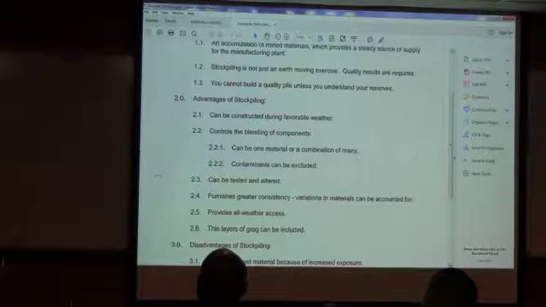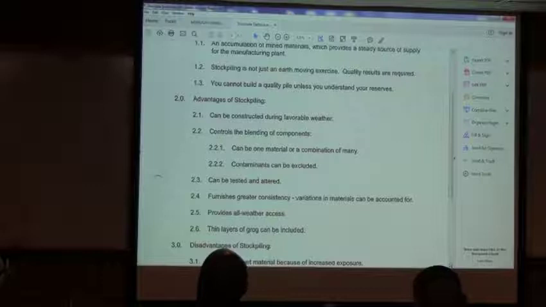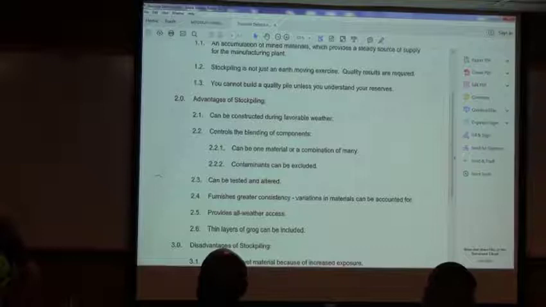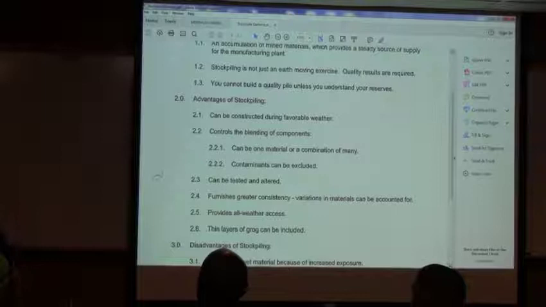All right, the advantages of stockpiling. It can be constructed during favorable weather. Is that an advantage? Well, what if it rains? Yeah, I was like, what if it rains? Rain has been tearing us up quite a bit. We probably got 17 inches last month. I don't know, we got a lot. We're still getting it.